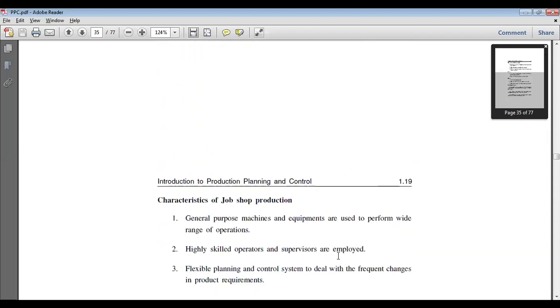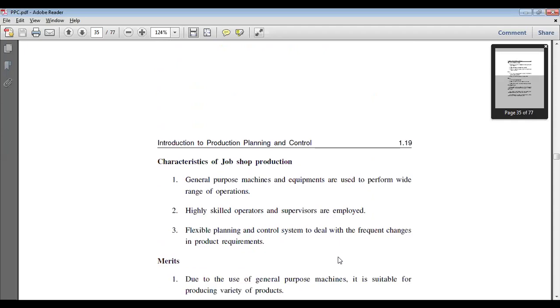This is called job shop production. Characteristics: general purpose machines that can produce all types of products. This is basically the tool room, so we can produce any type of product. Highly skilled labor and supervisors are employed.